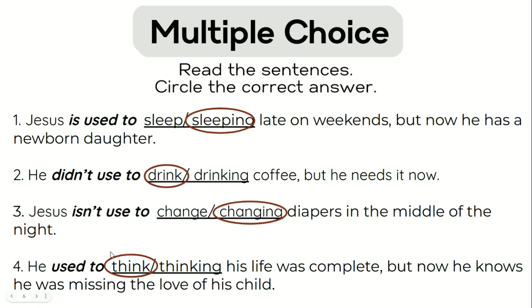And number four, he used to think his life was complete, simply means that this is what he thought in the past. My life is perfect. But now that he has a daughter, he knows that his life is even better. How'd you do?